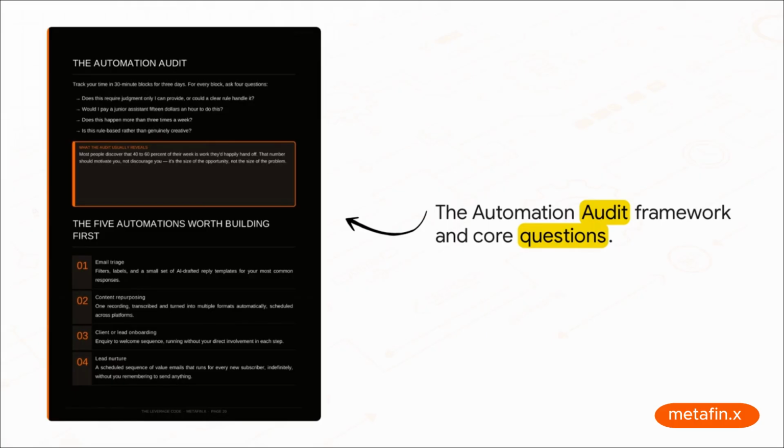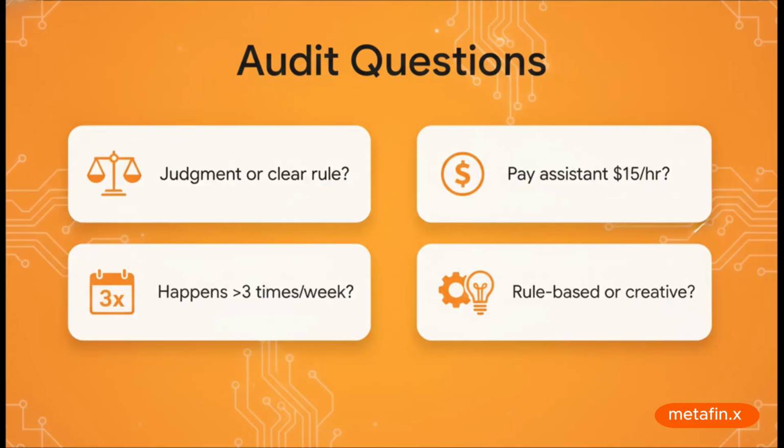Once you've got those 30-minute blocks mapped out, you can't just stare at the list. You have to interrogate it. You need to rigorously question the actual value of every single block using 4 core questions. So ask yourself these 4 things for every single task. First, does this require judgment that only I can provide, or could a clear rule handle it?